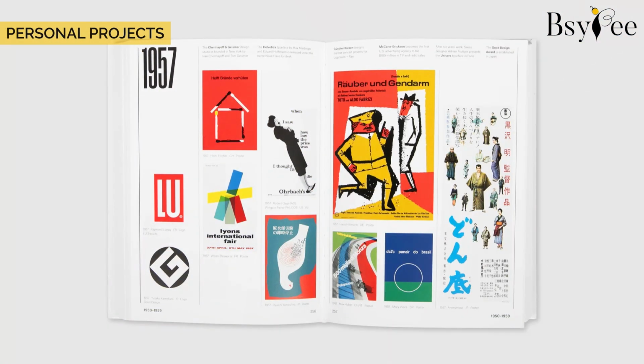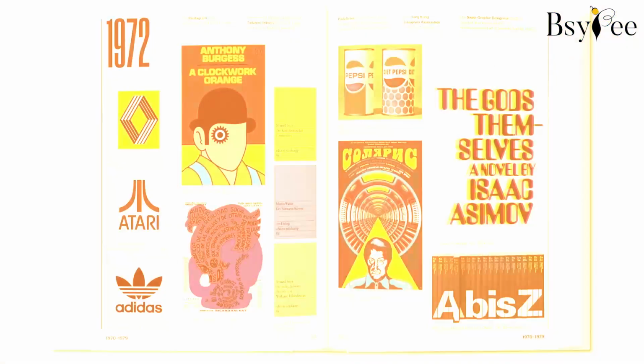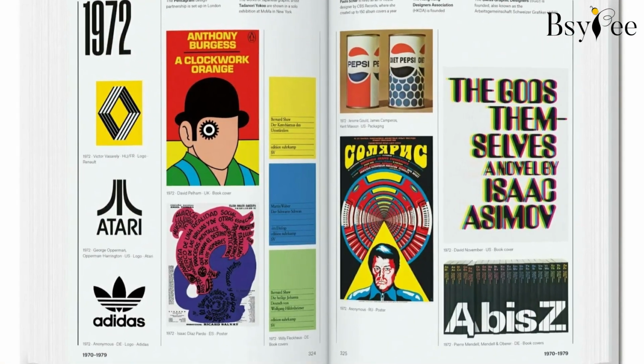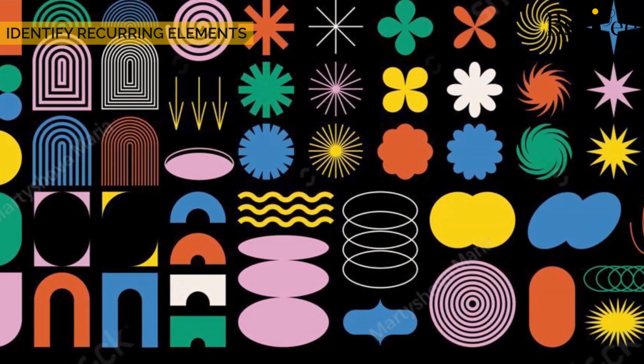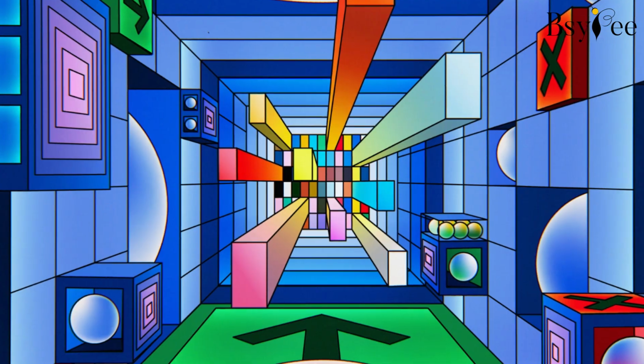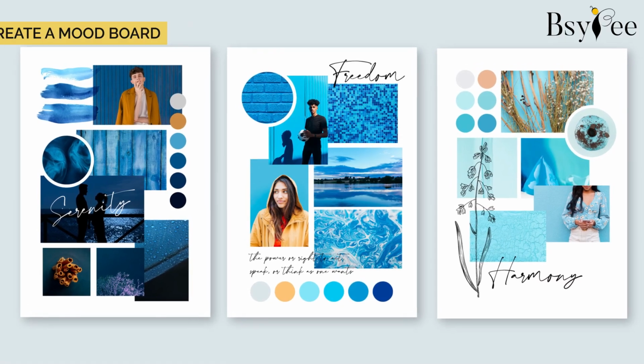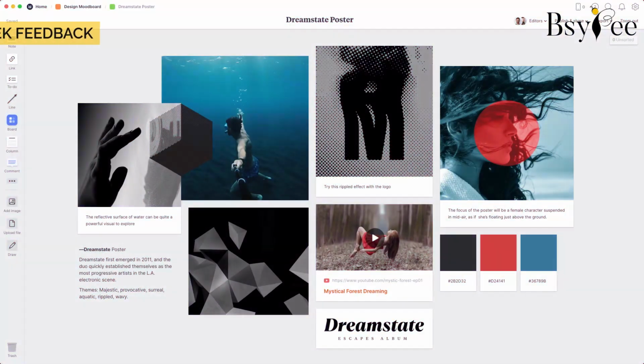Personal projects. Design posters, illustrations, or brand identities for causes you care about. Identify recurring elements. Embrace elements that resonate with you. Create a mood board. Document visual inspiration. Seek feedback. Use feedback to refine your work.